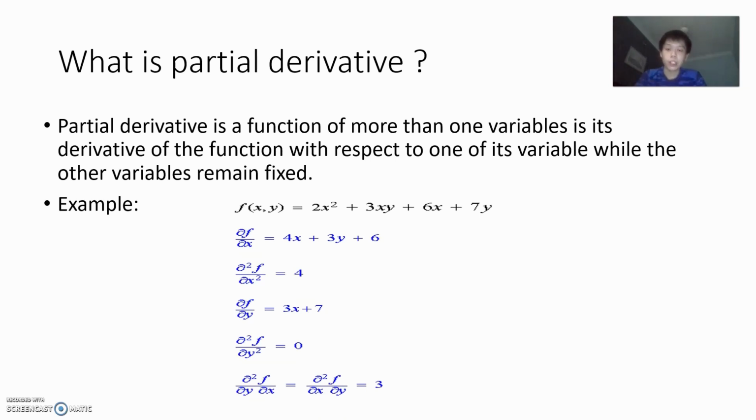If we do a second derivative of the function with respect to x, it will equal 4. When we derive it with respect to y, it will be 3x plus 7. When it is derived for the second time, it will equal 0 because there's no more y value there.